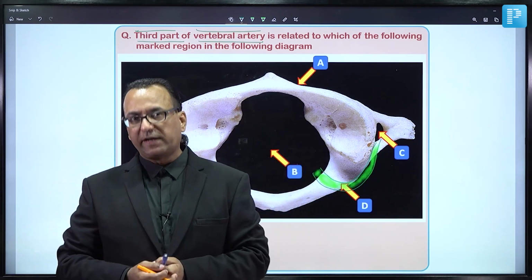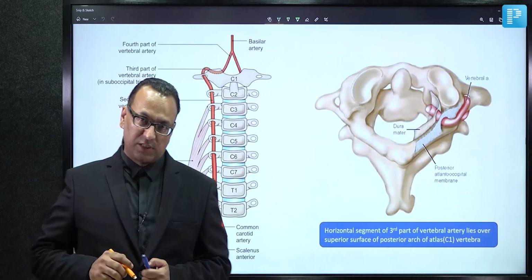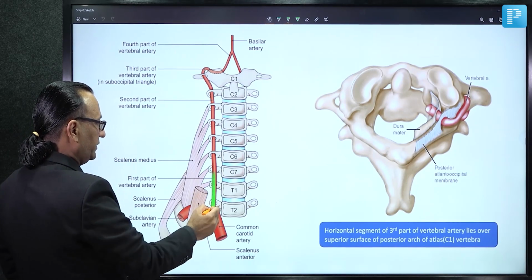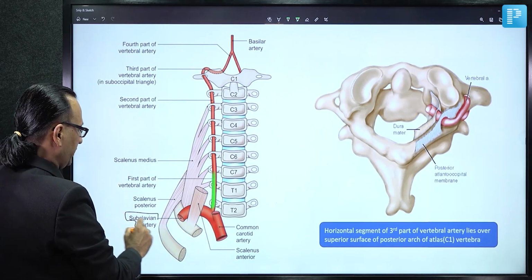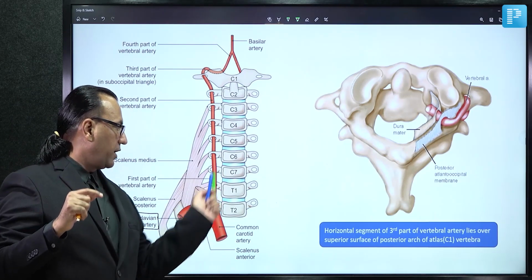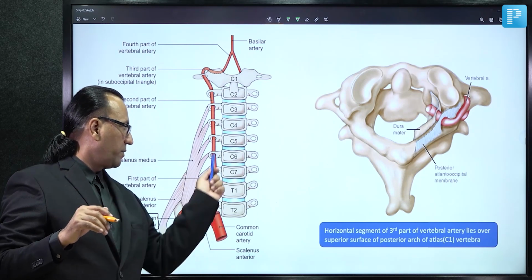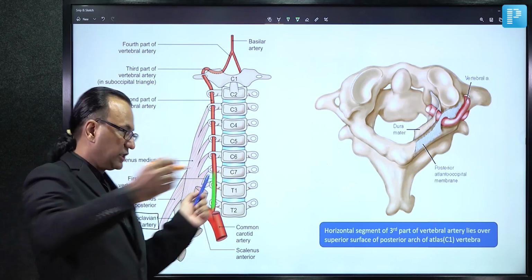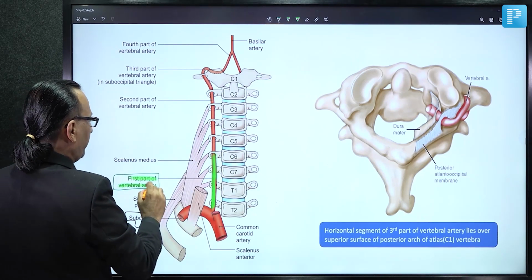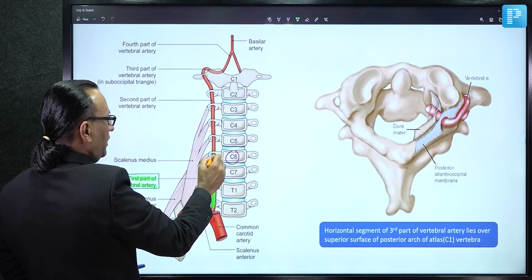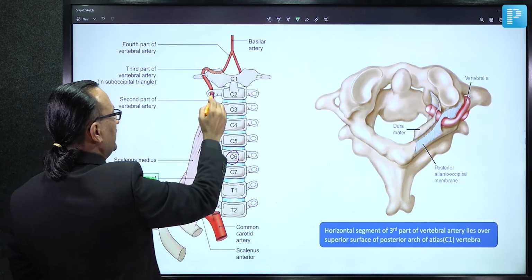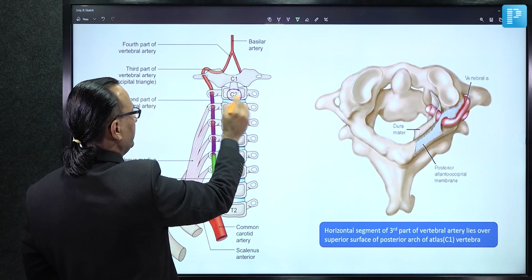Let us look at some more details about the vertebral artery. As we understand, vertebral artery is a branch from the first part of the subclavian artery, and the vertebral artery itself will be having 4 parts. The first part of vertebral artery reaches till the foramen transversarium of C6 vertebra as shown here, and after that, as it enters the foramen transversarium of the C6 vertebra, it continues as the second part of the vertebral artery, reaching till the foramen transversarium of the C2 vertebra.